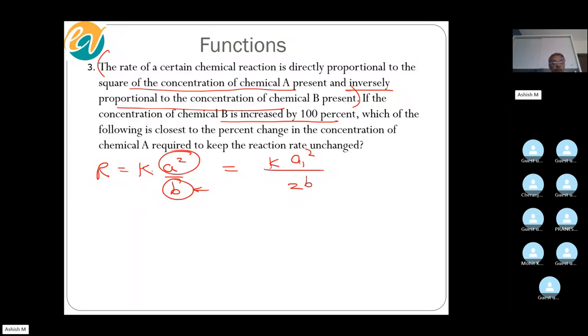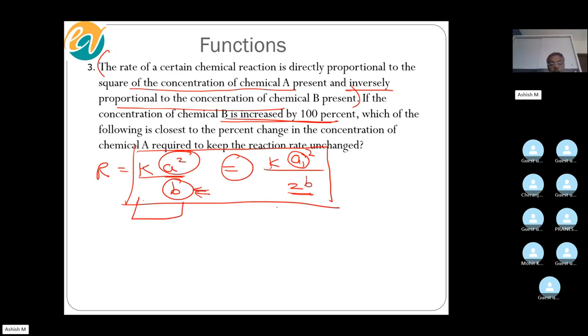Are you guys clear with this formulation? R is equal to K A square upon B. Now, according to the question, the concentration of chemical B is increased by 100%, which means B becomes 2B. Given that, we are asking what the changed concentration of chemical A should be so that the reaction rate is unchanged, and that's the reason we are equating the reaction rates. This was the reaction rate earlier, this is the new reaction rate, and according to the question, these should be the same, right?